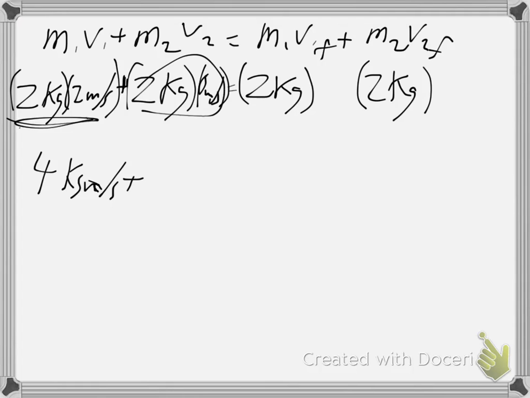And 2 times 0 here is going to be 0. And you don't have to worry about units because there's nothing. So, our second side says we have 2 kilograms, but we want to know what this first velocity is.